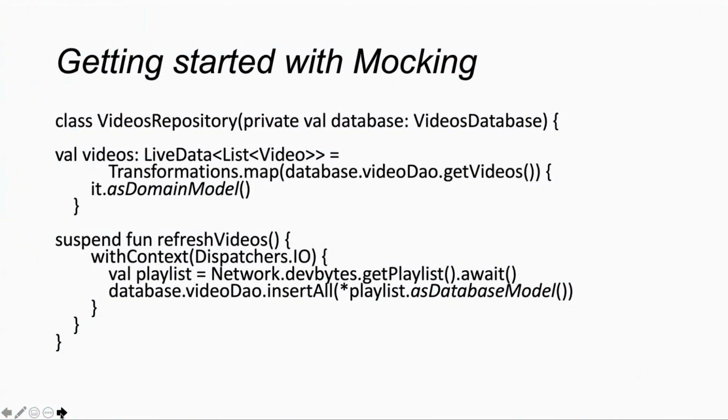Here you can see a class videos repository. So this is a class, and if your application has an MVVM sort of architecture where you have your UI controller, activity or fragment, calling the view model, and the view model further calls the repository. In that case, when you are testing the view model, you want to make sure that you end up testing the view model only and not the repository. So in that case, you will be mocking your repository class.